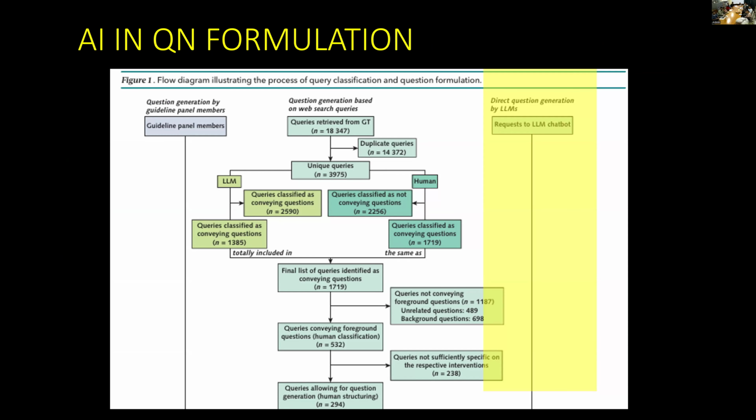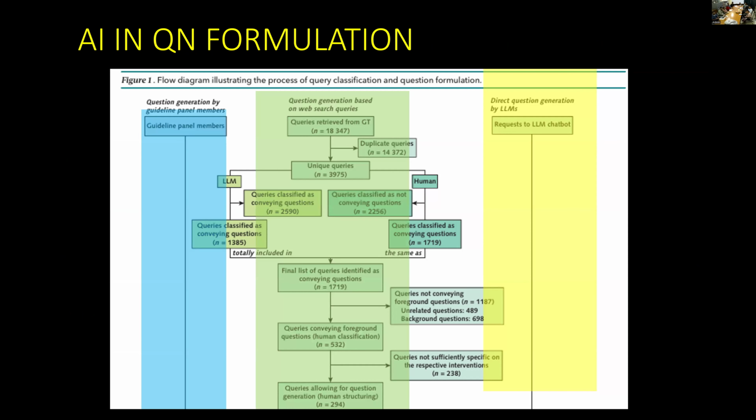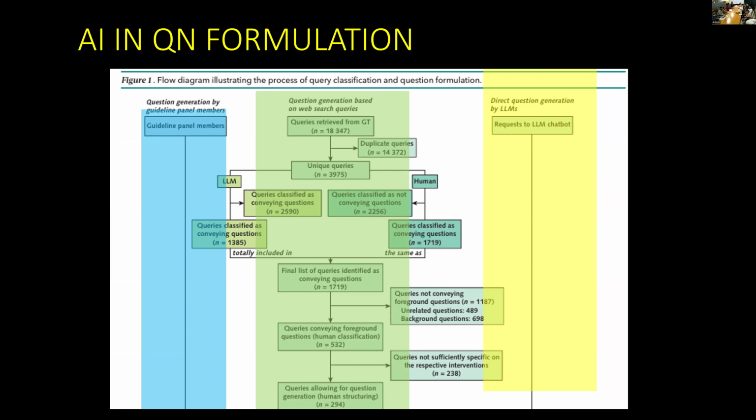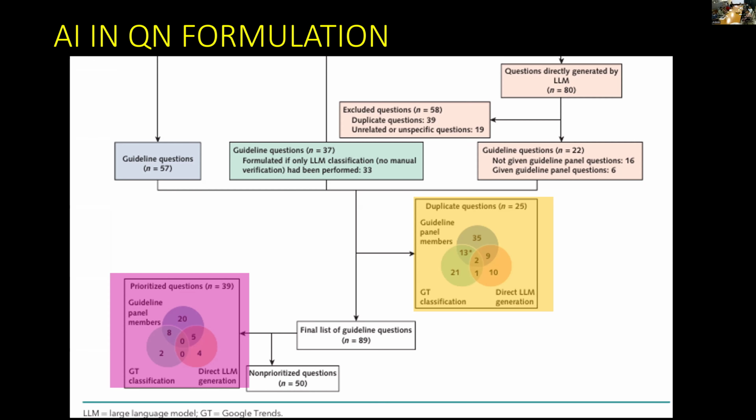So I'll just show you the picture to be clearer. You have the guideline panel, then you have Google Trends, and you have this chatbot looking at large volumes of health data. Each of them is trying to generate questions. Previously, we only looked at the expert-developed questions. 57 questions were suggested by the experts, which is the guideline panel. Google Trends suggested 37. And the large language model suggested 22.